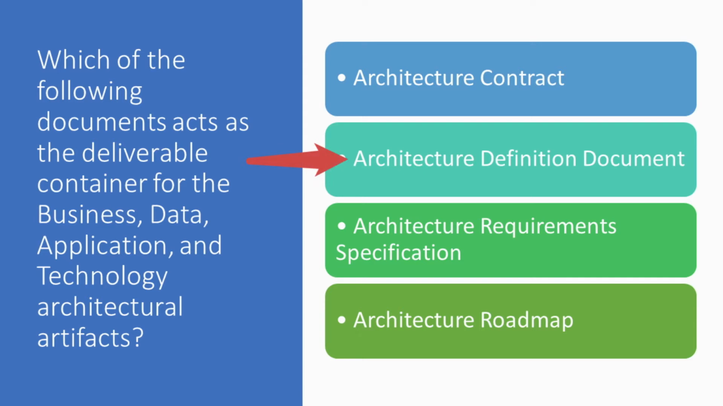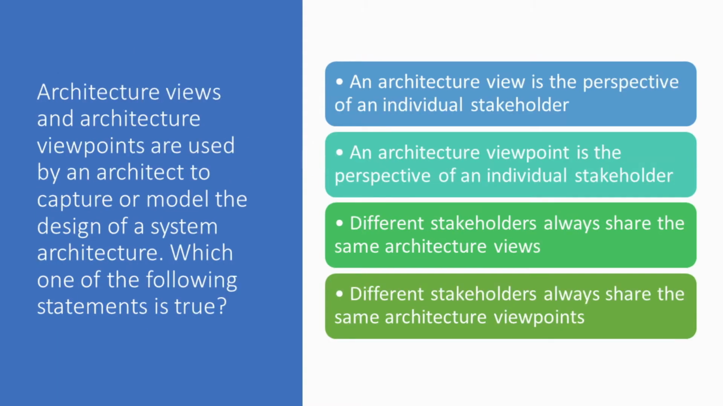Because it is the deliverable container for the core architectural artifacts created during a project and for important related information. The architecture definition document spans all architecture domains, business, data, application, and technology, and also examines all relevant states of the architecture: baseline, transition, and target. Let's talk about the next question.